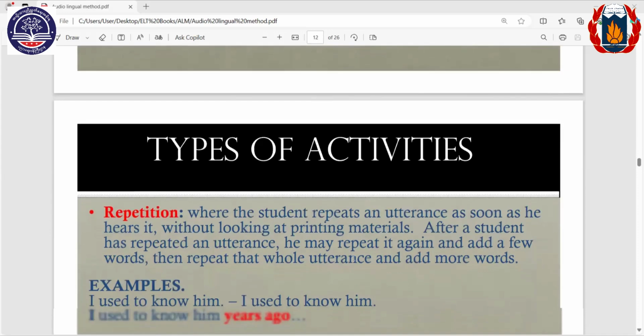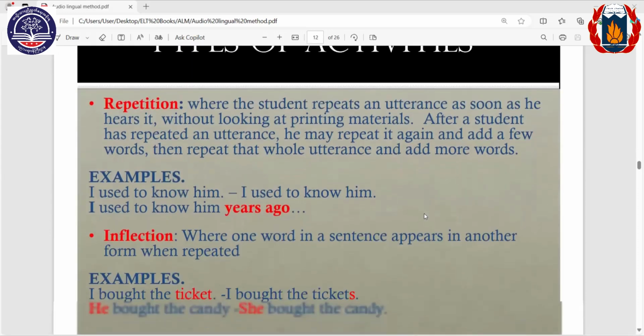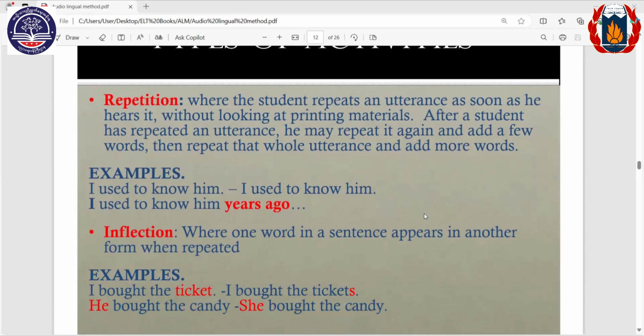Now let's see the activities. The first one, repetition. Students need to repeat what the teacher says, right? Without looking at the printing materials. That's why they can improve their listening skill and also their attention.